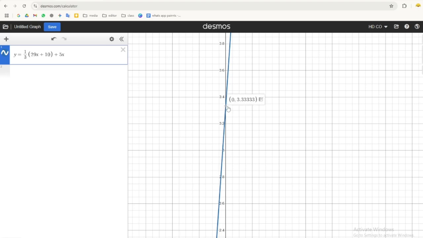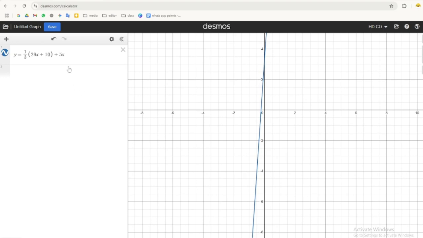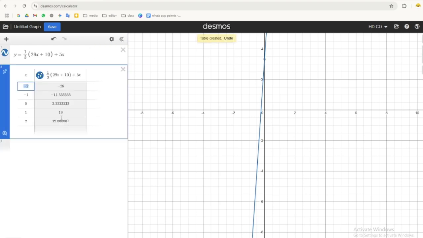C is the intersection point with the y-axis. It's 3 1/3, but the question didn't ask about this. It asked about the slope. So how can we get the slope from here? We can ask for a table. It gives us a table with data, so it is very simple and very fast.